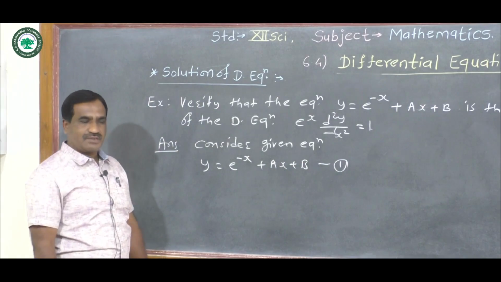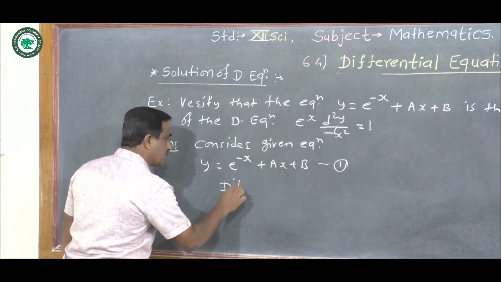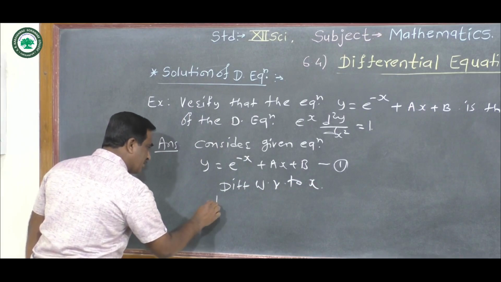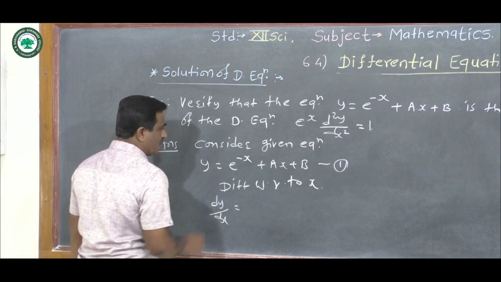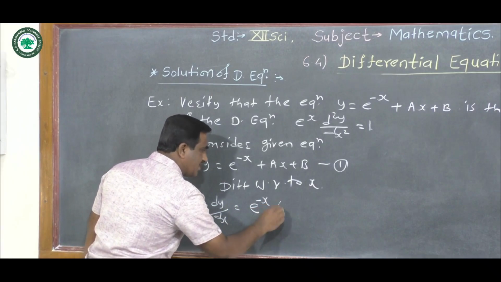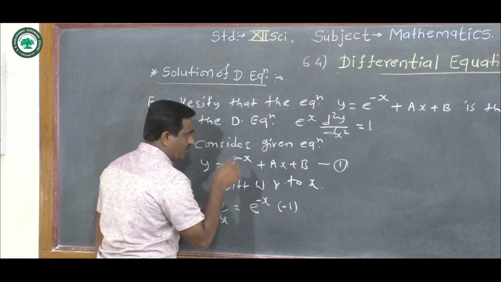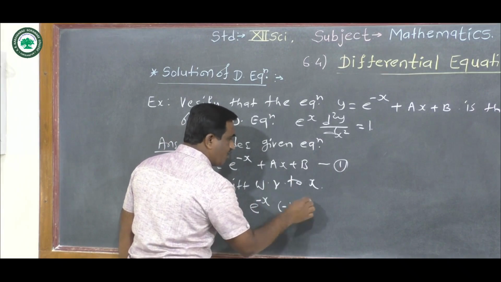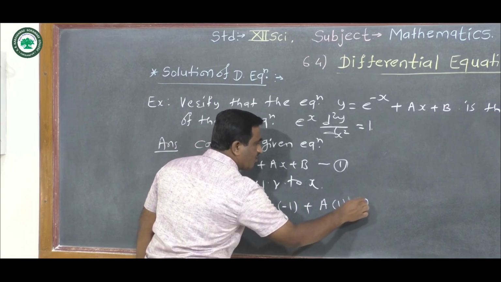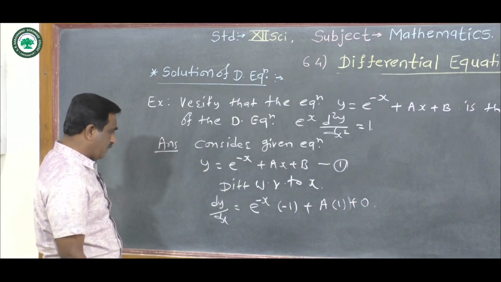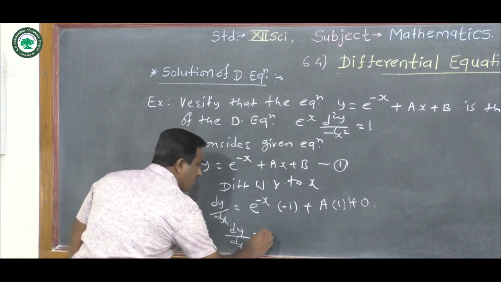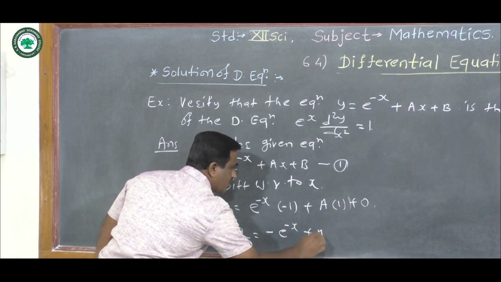Now differentiate this equation with respect to x. Therefore derivative of y, dy by dx, equal to derivative of e raised to minus x, which is e raised to minus x into minus 1, since the derivative of minus x is minus 1, plus derivative of ax, where a is a constant term and derivative of x is 1, plus derivative of constant term b is 0. That is, we get here dy by dx is equal to minus e raised to minus x plus a.